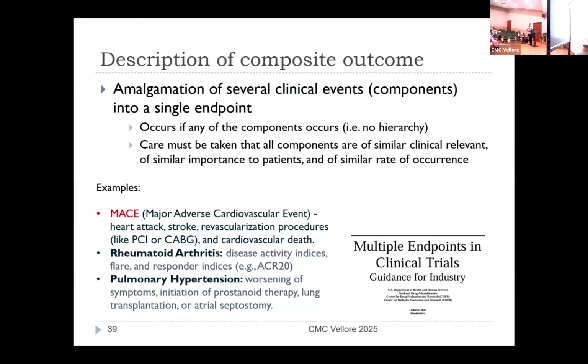I haphazardly chose this, not randomly, because I work in cardiovascular. I knew about MACE, and I looked up what things are used in other clinical disciplines. For example, in rheumatoid arthritis they use flare responder indices, so they come up with a composite based on some indices. I don't know if it's weighted or not. In pulmonary hypertension, they use worsening of symptoms, initiation of prostanoid therapy, which I don't know what that is, lung transplantation, or atrial septostomy.